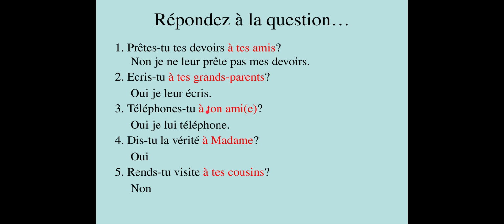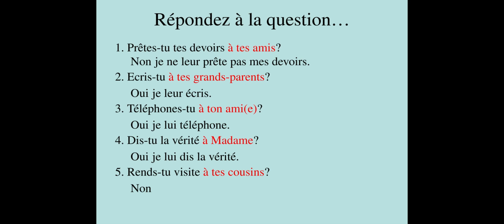Numéro 4, dis-tu la vérité à madame? Did you tell the truth to madame, or do you tell the truth to madame? We have oui, je lui dis la vérité. So in here we had a direct and an indirect object pronoun. We needed to ask ourselves the question, what do you tell? And the truth was what you told or what you tell. And then à madame is your indirect object, to whom or to what are you telling the truth.